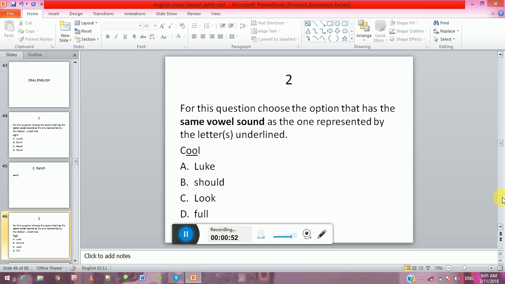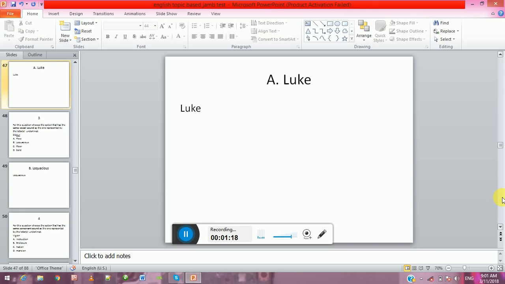Number 2. For this question, choose the option that has the same vowel sound as the one represented by the letters underlined. The word is cool, and the underline is on O. So we have look, should, look, fool. You can see that cool has the same sound as look. So the answer is A, look.